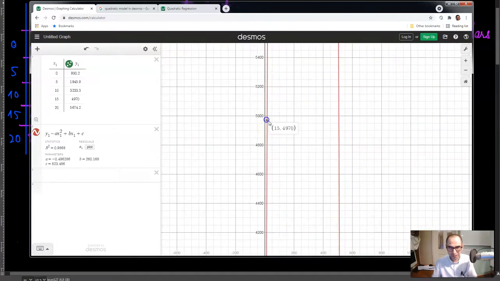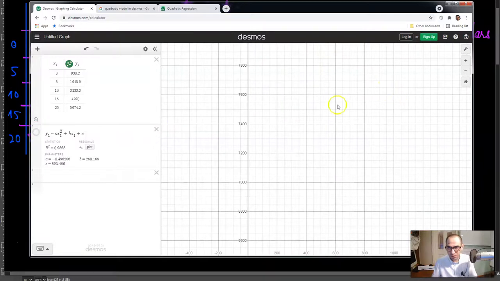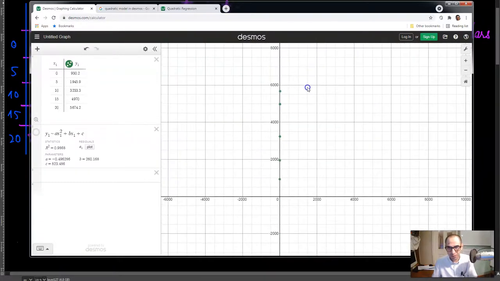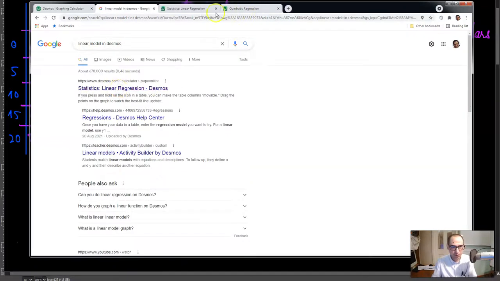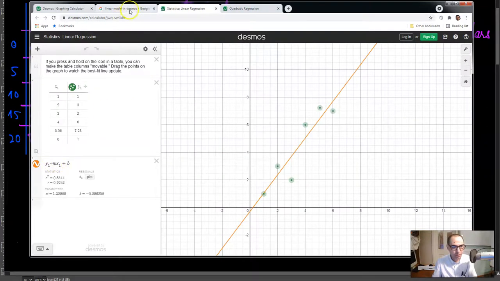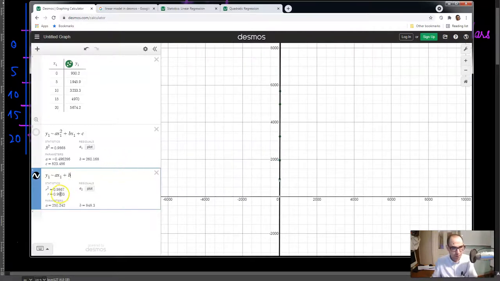It's not very bad, but you can also build a linear model, right? A linear model in Desmos would be a linear regression, and you could write y1, then the tilde sign, and then ax1 plus b. And well, this is much closer to what we have here.